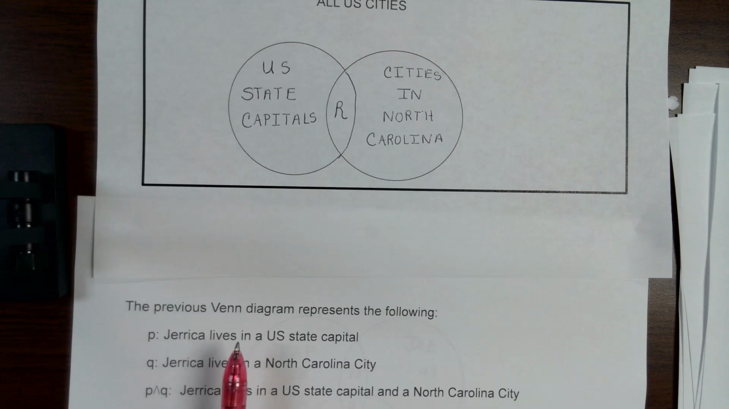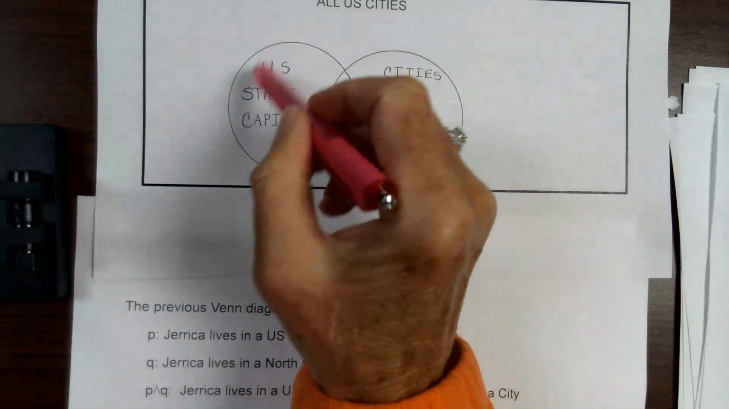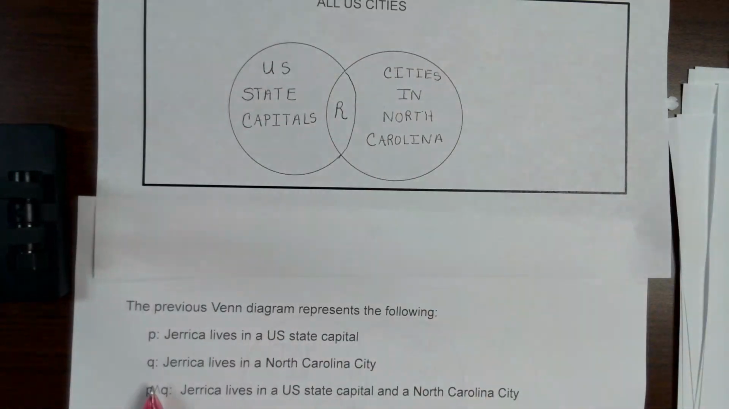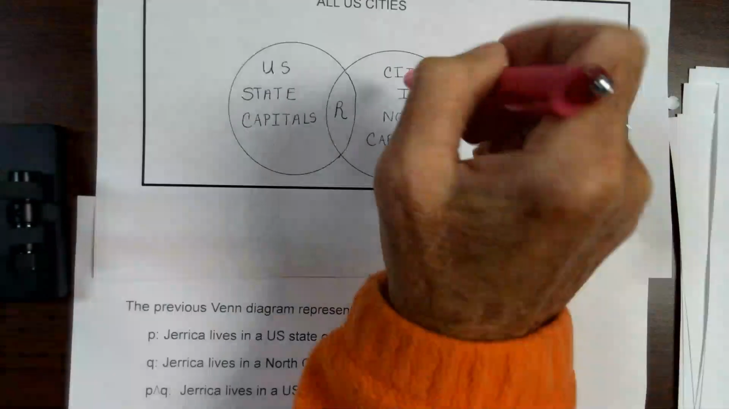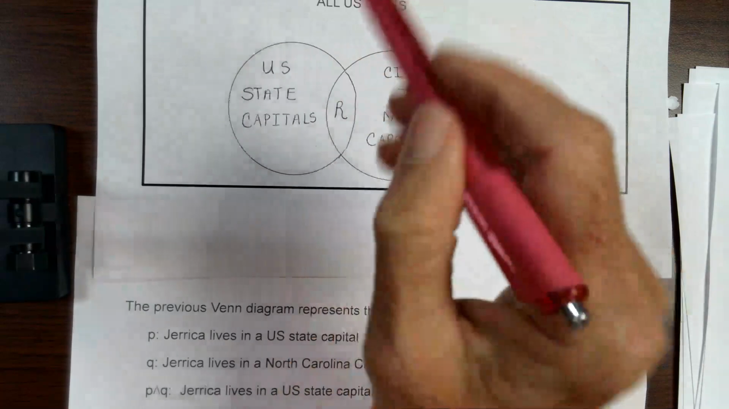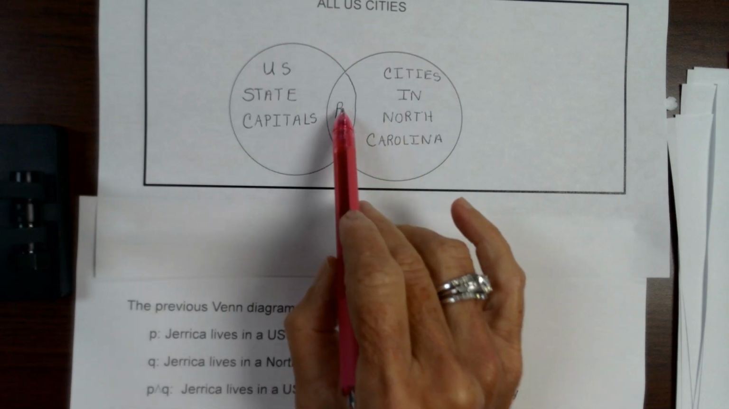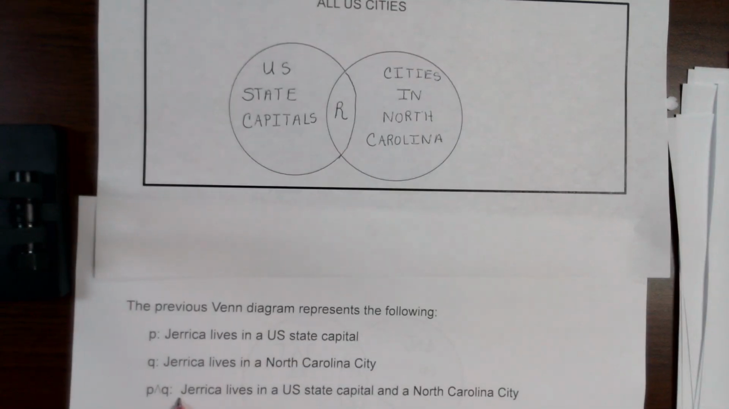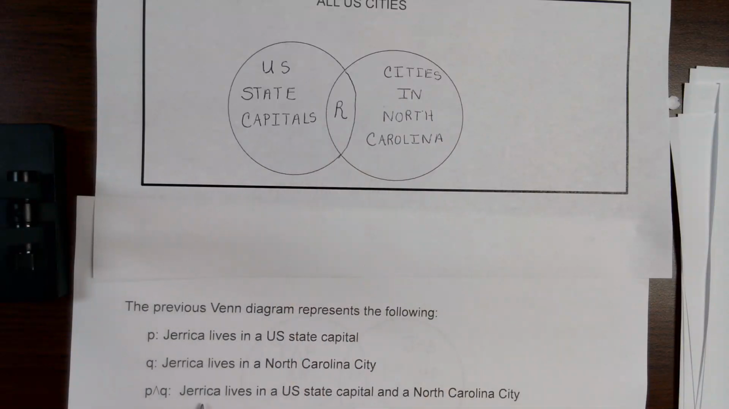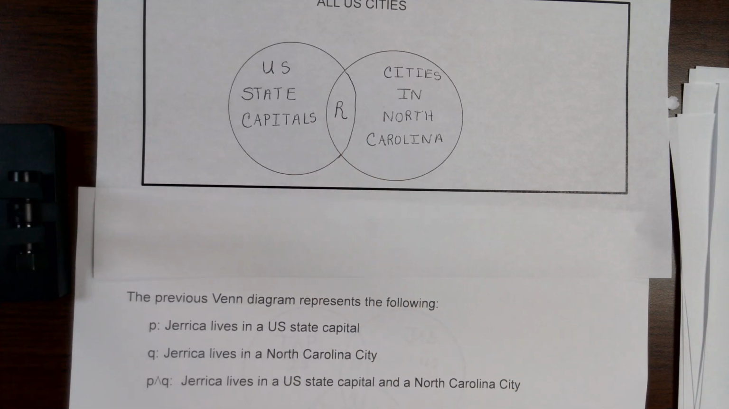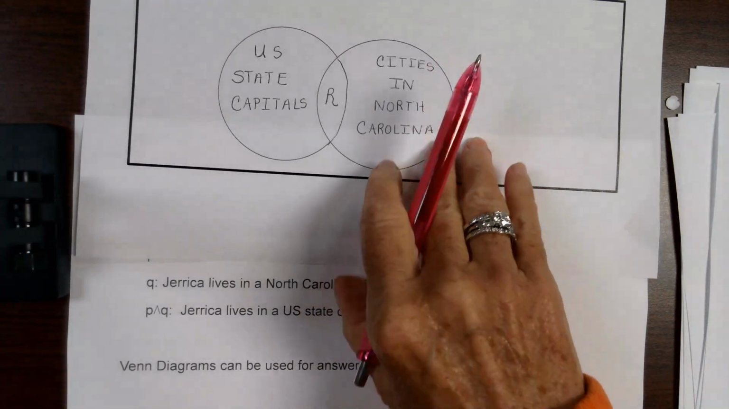Okay, it says, statement P, Jerica lives in a U.S. state capital. So she lives within this. Q, Jerica lives in a North Carolina city. So she also lives within this. The intersection between the two is where Jerica lives. So P and Q is this R. Jerica lives in a U.S. state capital and a North Carolina city, which we happen to know is the city Raleigh. So Venn diagrams can be used to answer questions quickly.